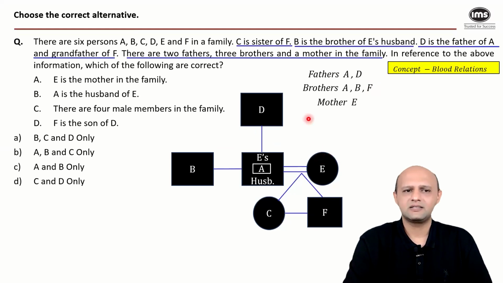Can we now solve the question? Yes, we can. In the reference of the above information, which of the following are correct? E is the mother in the family. Absolutely. A is the husband of E. Yes. There are 4 male members in the family. 1, 2, 3, and 4. So D, A, B, F are the male members. F is the son of D. Is F the son of D? No. F is the grandson of D. F is the son of A and E. So what's the answer to the question? Option B, which is A, B, C only. That's the answer.